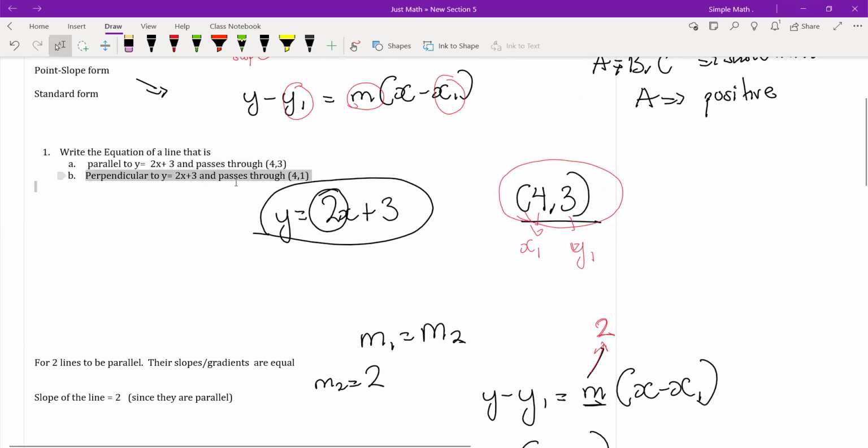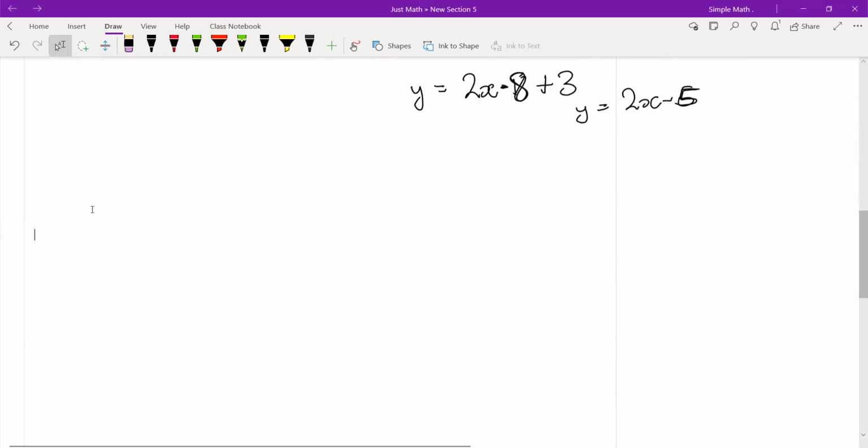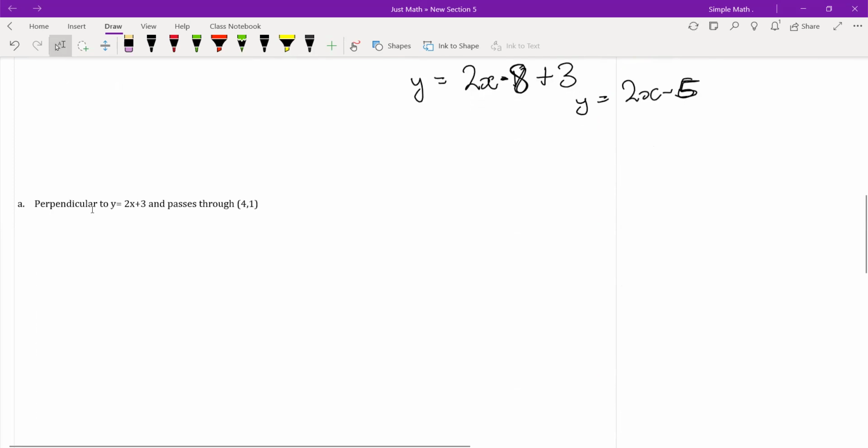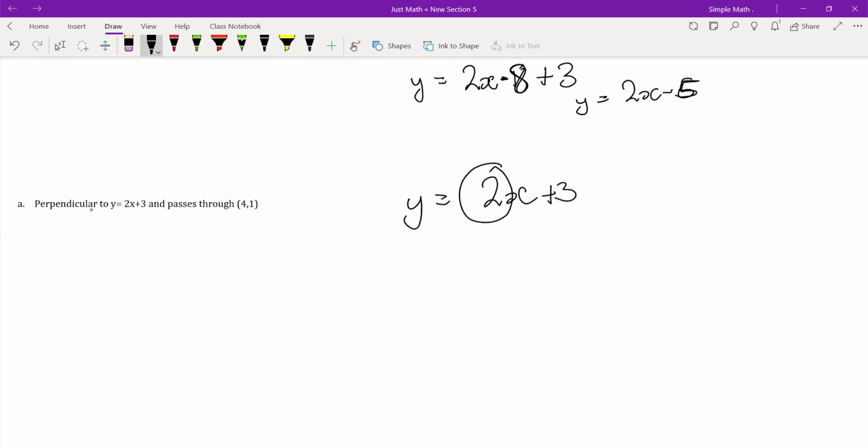So let me just copy this down here so we can just focus on it. We want to know the equation of a line that's perpendicular to y equals 2x plus 3 and passes through (4, 1). Now, we have y equals 2x plus 3. So again, the gradient is 2, or the slope is 2. Now, for two lines to be perpendicular, m1 times m2 is equal to -1. So if you multiply the slope of the first line and the slope of the second line, it should give you -1.